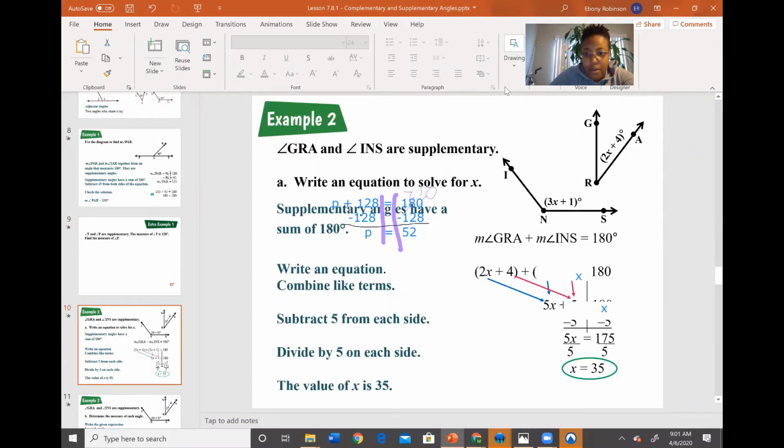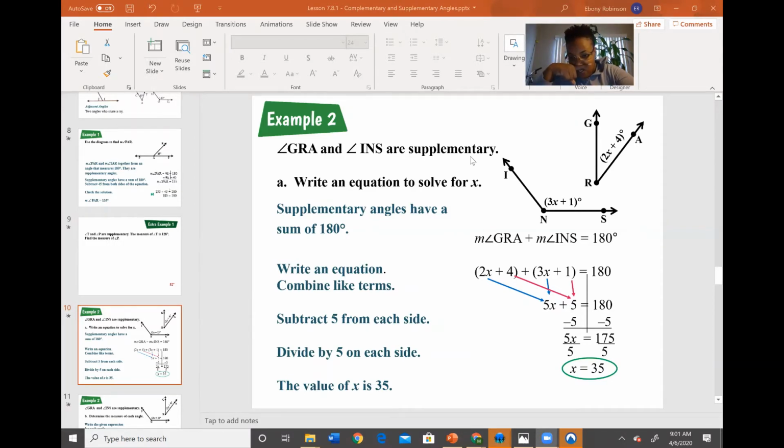I'm gonna clear off my work, clear all drawings. Okay, here we go. Angle GRA. So what does this R mean? It means that's the point in the center. So I know that we're talking about this one because I found that. And angle INS. What does this mean? N is the point in the center. And it also has points I and S on there. So I'm talking about this one. They're supplementary.